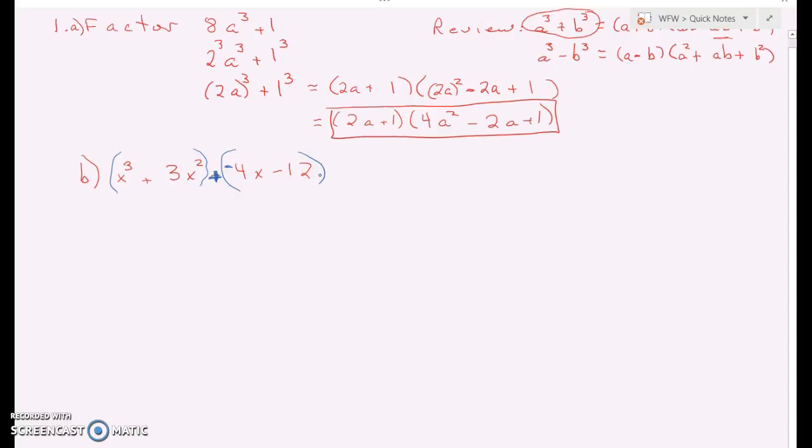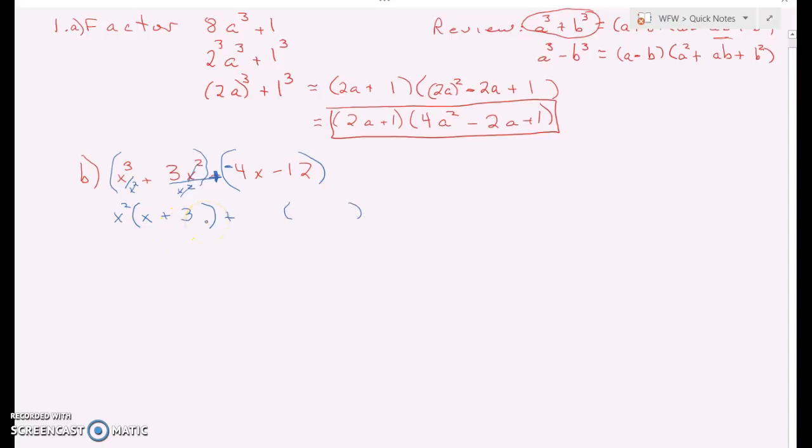Now let's look at the first group. The first group, x cubed plus 3x squared, has a common factor, and it's x squared. So when we pull that out, and then we're going to write a parentheses where we're going to put what's left, we have to divide everything by x squared. So the first term, x cubed divided by x squared, is simply x. And the second term, the x squareds cancel, and you're left with 3. Okay, so you want this second parentheses to be x plus 3.